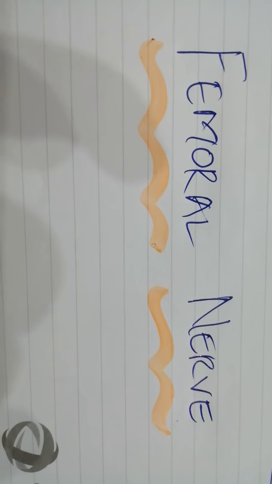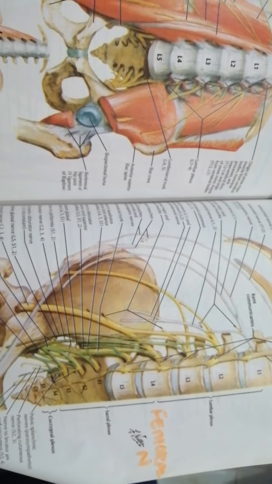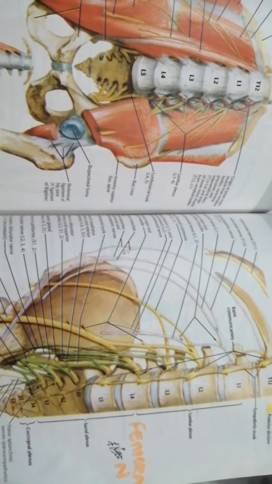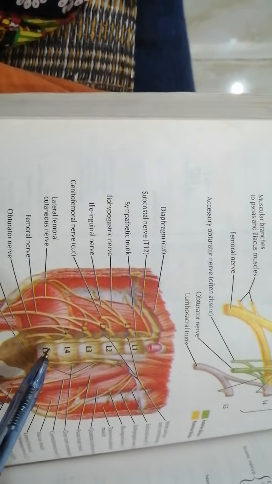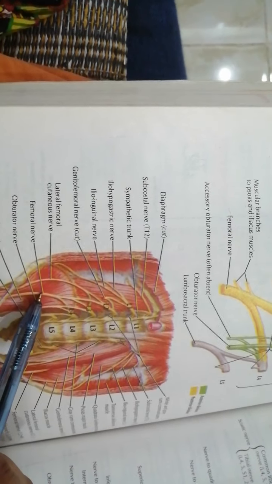The femoral nerve is the largest branch of the lumbar plexus, and this nerve has a root value of L2, L3 and L4. Here in this diagram you can see L2, L3, L4. They combine together to form the femoral nerve. Once the femoral nerve originates, it descends posterolaterally within the psoas major muscle in the abdomen.